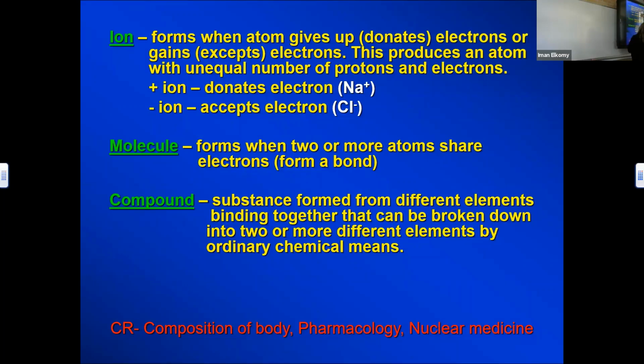Okay, so more definitions for you. An ion. What is an ion? Now, when you have an atom, let's say I have an atom here that has two protons here and 2 electrons outside. Okay, so I have a +2 and a -2, they're equal. Okay, it's nice and neutral.